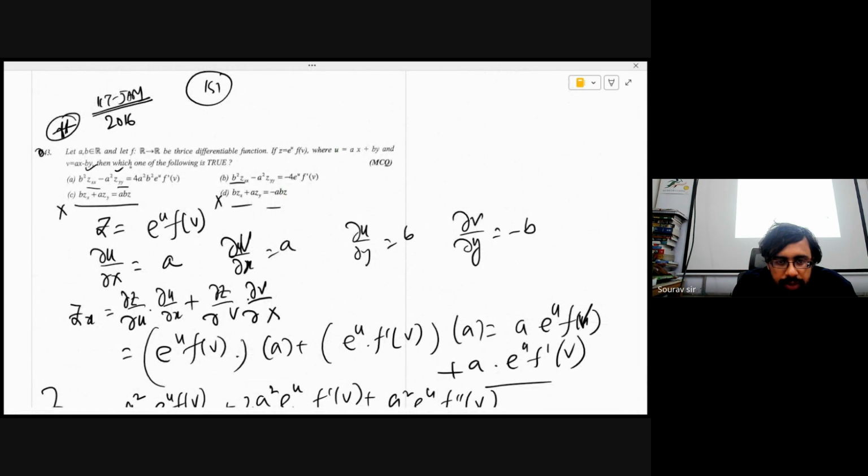यहाँ तक तो सब सही लग रहा है. b square zxx, a square zyy. So both the LHS are same. So again we have to check with the RHS.